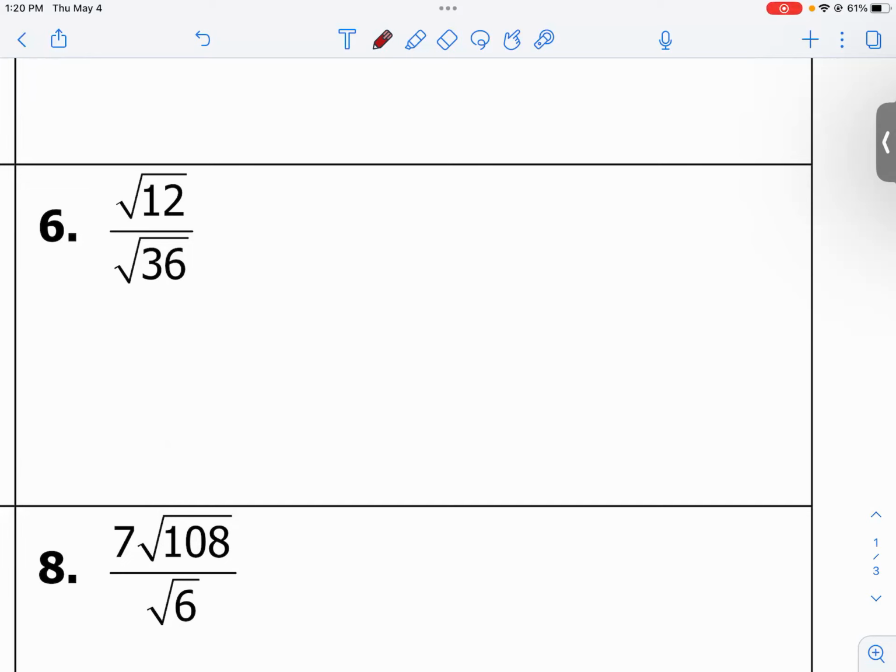Do we know what the square root of 36 is? Stop making this problem so complicated. The square root of 36 is 6.